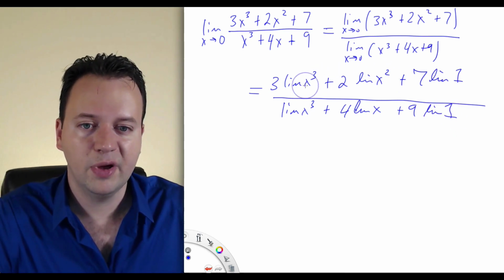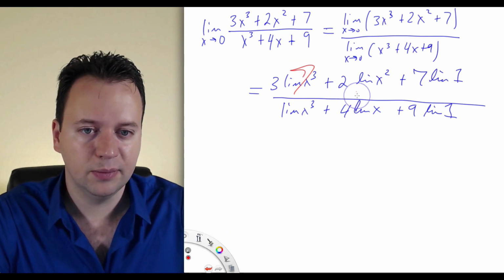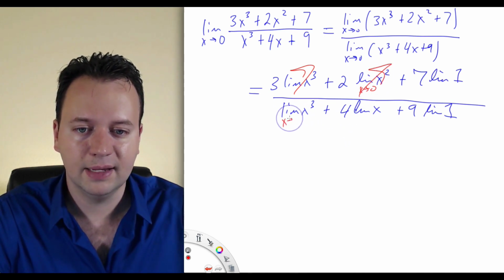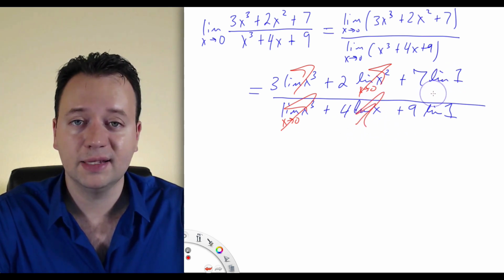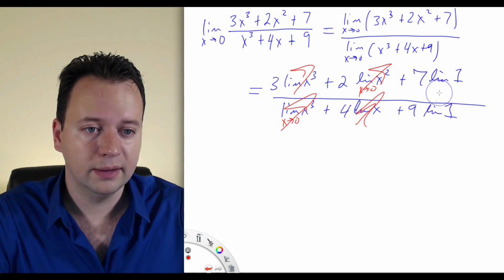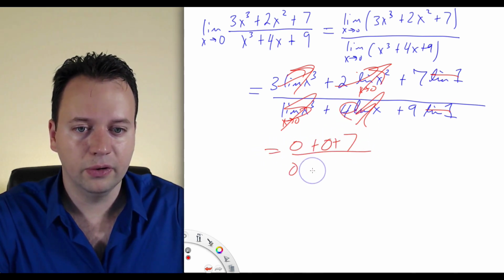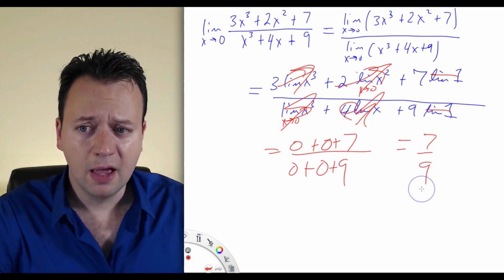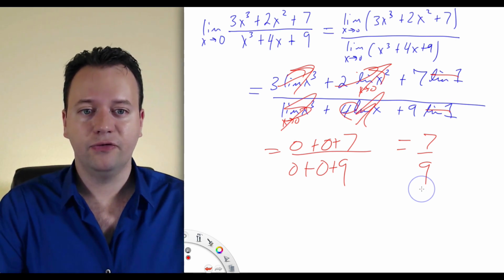Then you can say, well, the limit of x cubed as x goes to 0 is 0. So that wipes this out. That's just a big 0. The limit as x goes to 0 of x squared is 0. The limit, again, as x goes to 0 of x cubed is 0. The limit as x goes to 0 of x is 0. And then the limit as x goes to 0 of 1 is just 1. So these guys are all canceled out. So we get 0 plus 0 plus 7 over 0 plus 0 plus 9, 7 over 9. So the limit laws are oftentimes used to break apart a bunch of complicated functions into some easier ones.